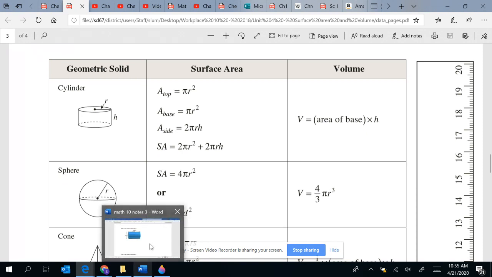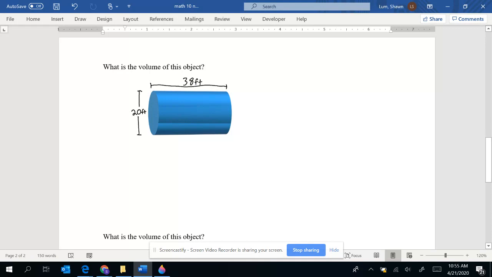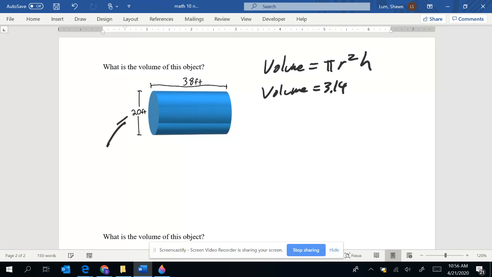So we're going to go back to this thing. And so we're going to say volume equals pi r squared. So that's area of base times the height, h. Okay, so we're going to plug in some numbers. Our volume equals 3.14. R stands for the radius. This is the diameter. This is the diameter right here.